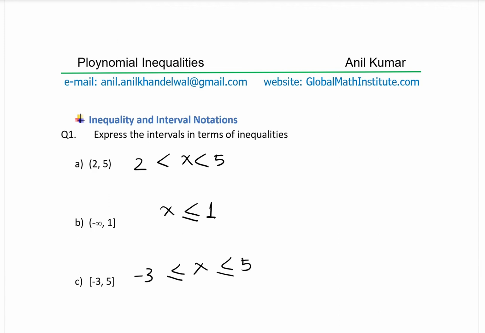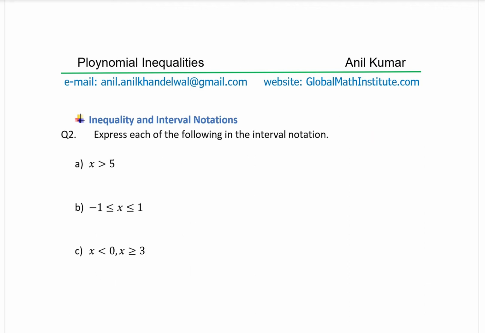Now, as an added exercise, I will add two columns for you. I would like you to write this in the form on a number line, right? So represent them on number line. So let this be your exercise. Is that clear to you? Let's take up the next example, question number 2, which is express each of the following in the interval notation.